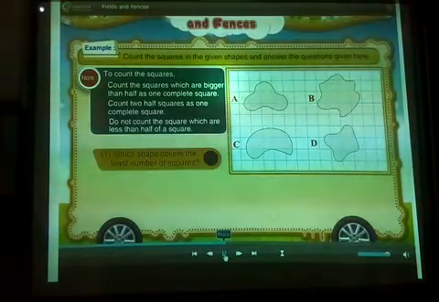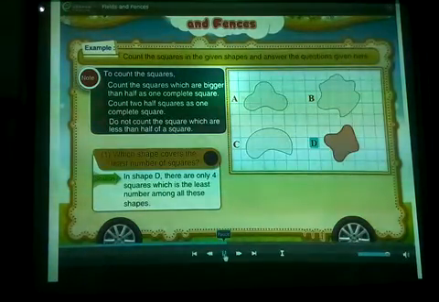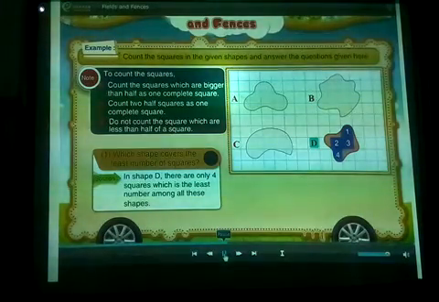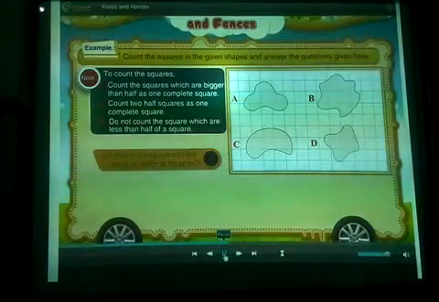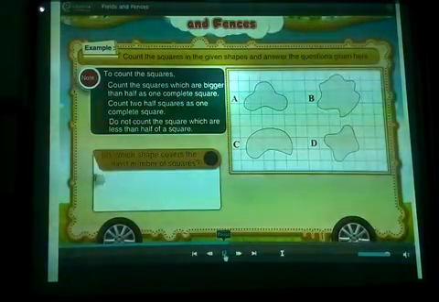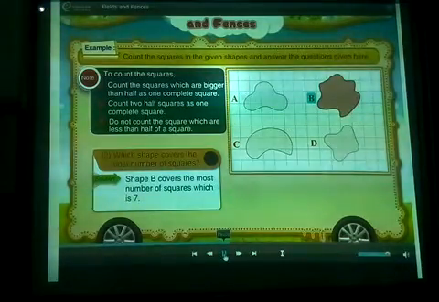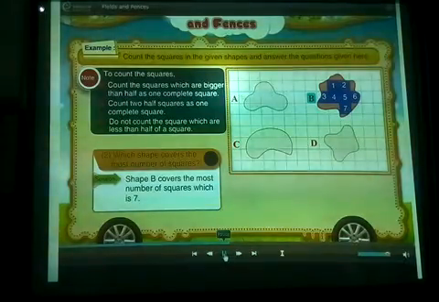1. Which shape covers the least number of squares? In shape D, there are only 4 squares, which is the least number among all these shapes. 2. Which shape covers the most number of squares? Shape B covers the most number of squares, which is 7.